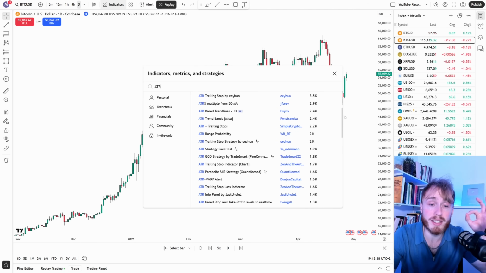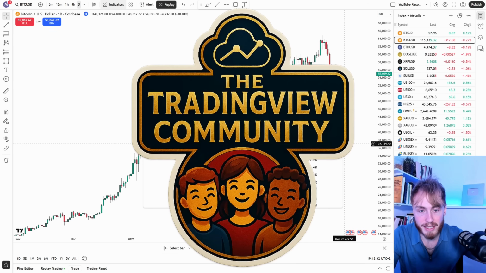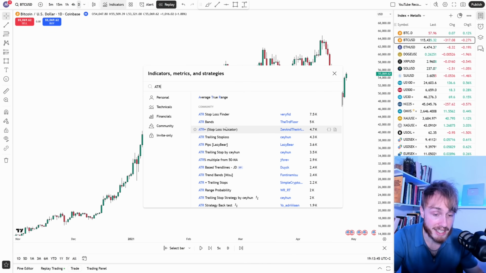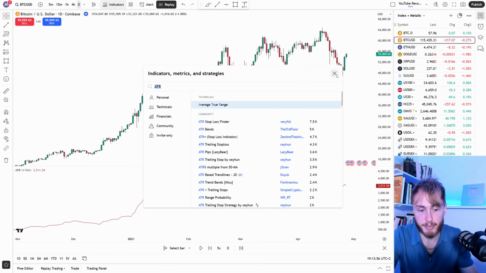And as with all other indicators, when we search for ATR, you can see that there are tons of custom built ATR indicators by the community. All of these have different settings, and they are built in different ways. But for this course, we're going to use the normal average true range indicator. So let's open this one up.